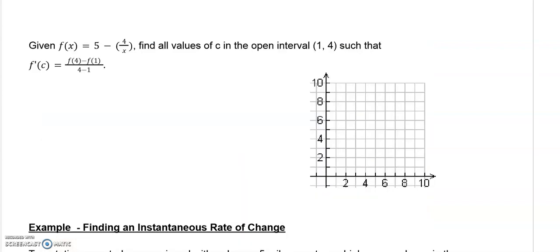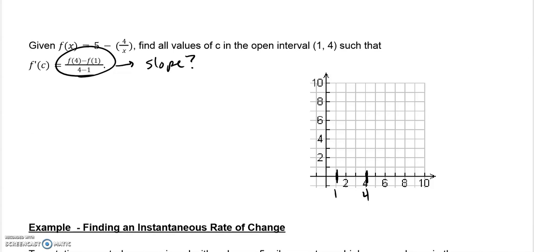Let's do an example here. So we have our function 5 minus 4 over x. Find all values of c in the open interval. Now you don't necessarily have to graph it. You can if you want to, but all we're doing is finding the values of c in that open interval, from 1 to 4, from there to there, where the slope of the tangent line is equal to the slope of the secant line. Let's figure out what the slope of the secant line is. So right here.